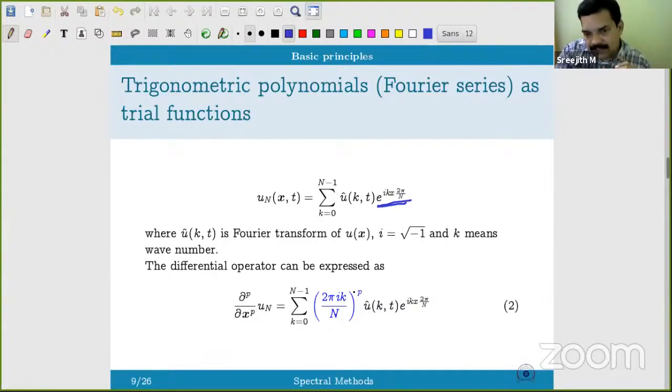So if you find the derivative, you have to multiply e raised to ikx 2 pi by n with 2 pi ik by n for the first derivative. If it is the second derivative, you have to multiply with 2 pi ik by n whole squared. So it is easy to find the derivative in the configuration space. If you find the Fourier transform, we call it the configuration space, and it is easy to find the derivative in the configuration space.